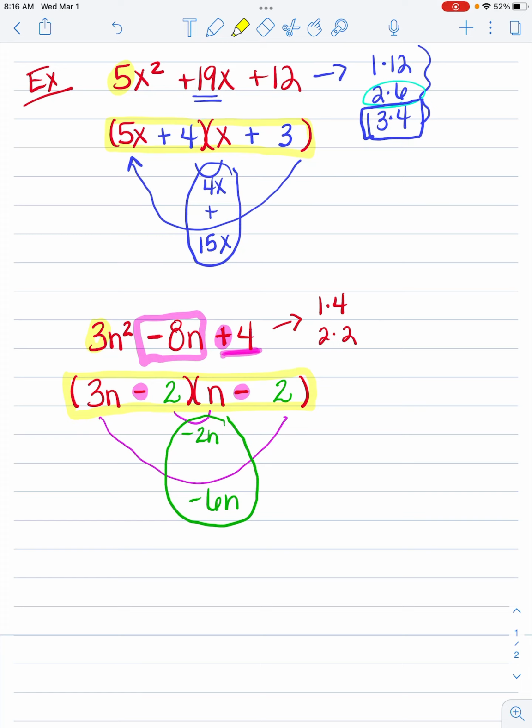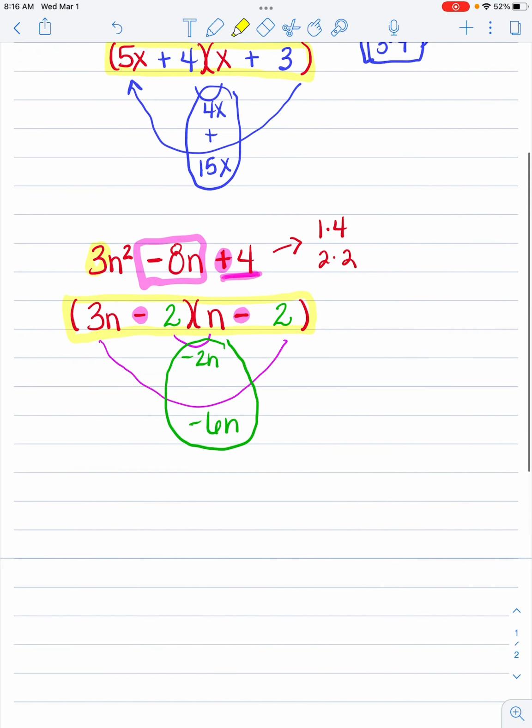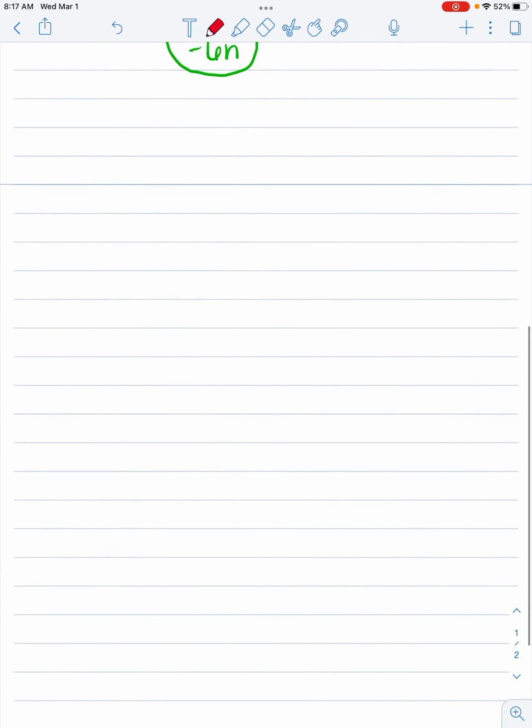Okay, so just practice the signs. That's what you're going to be doing in a minute. Just practice those signs. That's where I always see students making mistakes, is where the signs are. Again, it's just adding and subtracting. Don't overthink it. Let's do another one.